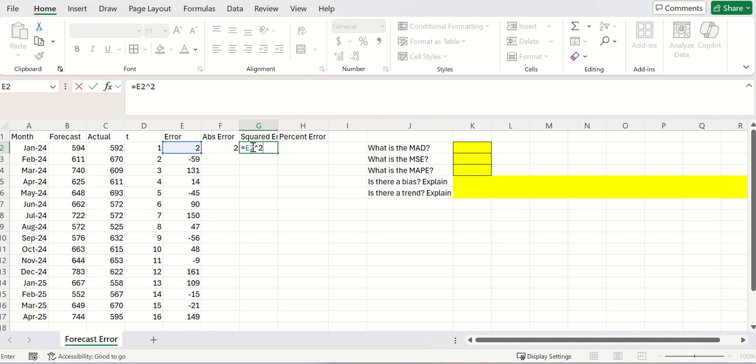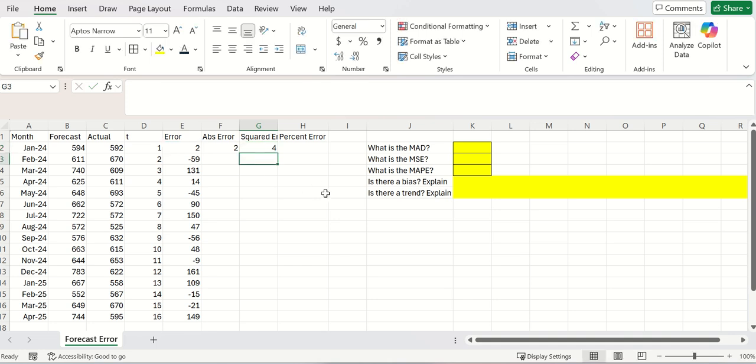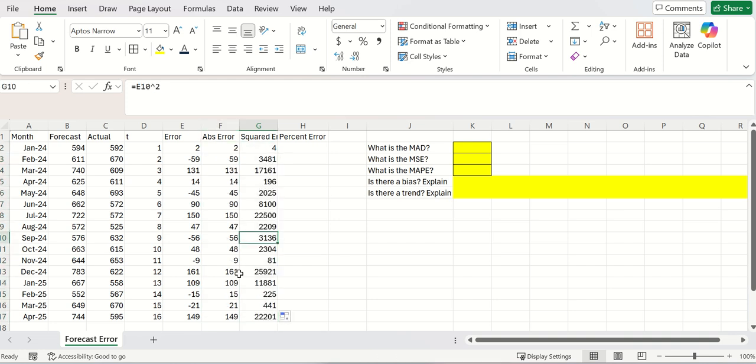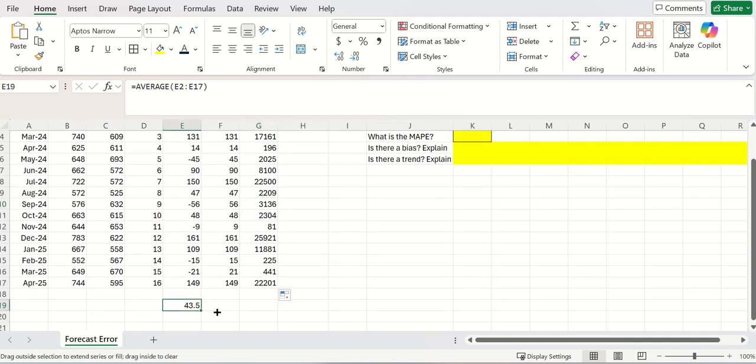In Excel, adding this little caret means to take it to that power. So this says take the error and square it. Then once we get these in here, I'm going to go ahead and extend those all the way to the end. And we can see now that with this absolute error, the average is much higher, right? When we're looking at the absolute error, we're really wobbling about 69 points each month.